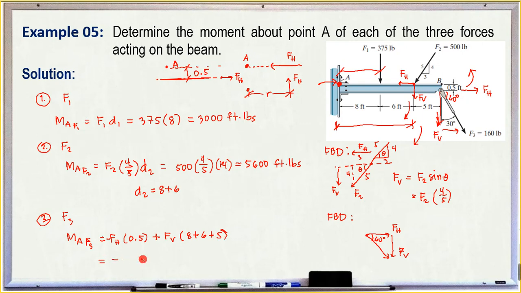So this is negative. Our FH here is 160 and then this is cosine of 60 times 0.5, and then we have plus FV, that is 160 sine 60. And then 8 plus 6 plus 5, this is 19. So, pila may answer ani, class?